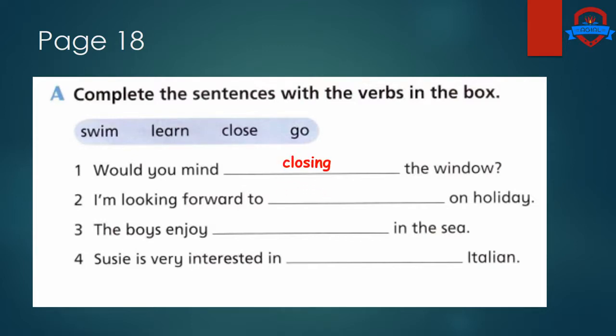Number 2. I'm looking forward to what? Going on holiday. I'm looking forward to going on holiday. Number 3. The boys enjoy what? Swimming in the sea. Number 4. Susie is very interested in learning Italian.